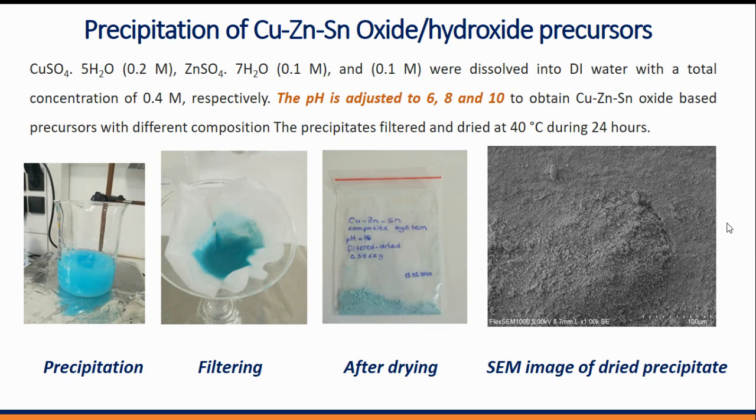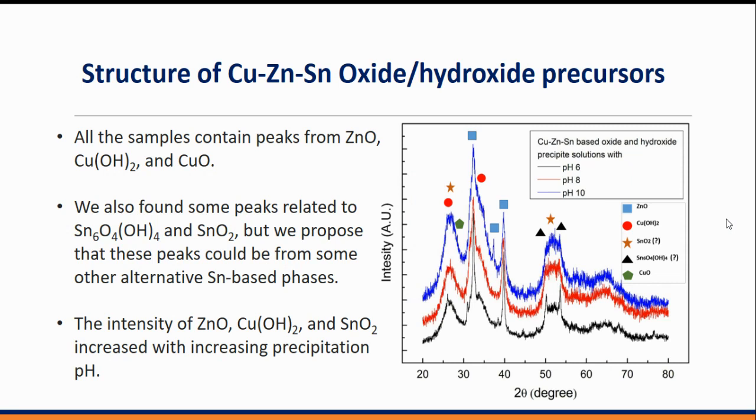On this page, you can see the chemical recipe for our precipitation composition, and also the stages that we apply for the precipitation, filtering, and drying process. And in that SEM image, you are looking at the powders after drying. As you can see, we haven't observed many differences. It seems like they have a similar particle size in the beginning.